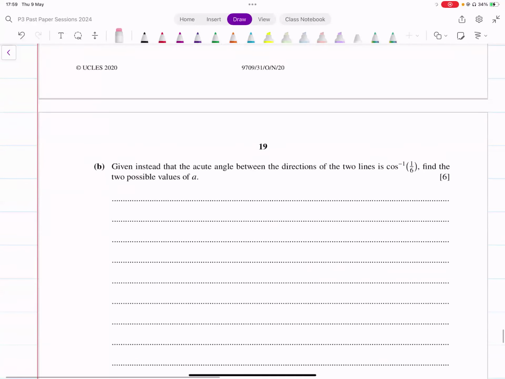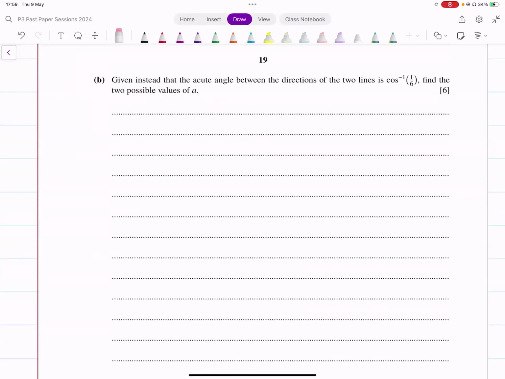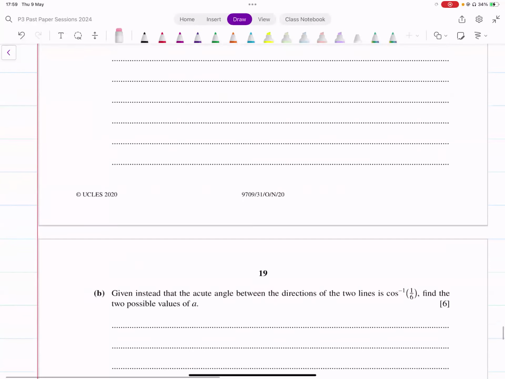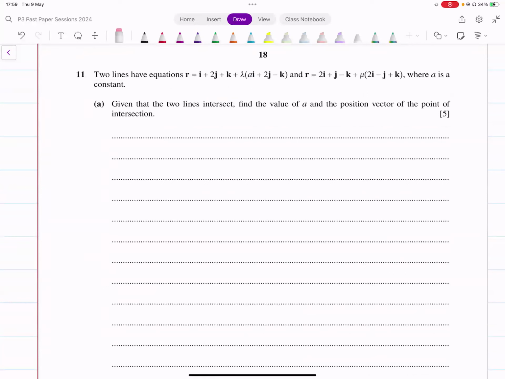Yeah, okay. So first part is pretty straightforward. Given that the angle is this, find the 2 possible values of A. Okay, do you want me to do this? Should I do this last question, or should we move on to the next paper? Do you guys want me to do this last question? Okay, let me do this very quickly. Okay, I'll do this very quickly, and then we'll move on to the next paper.